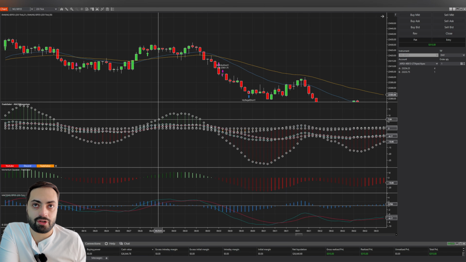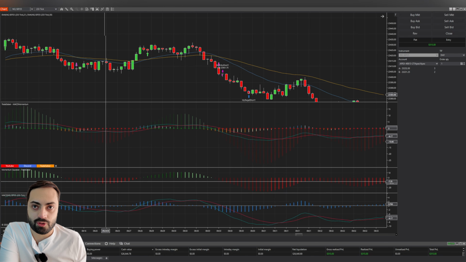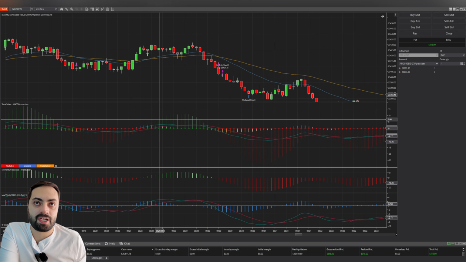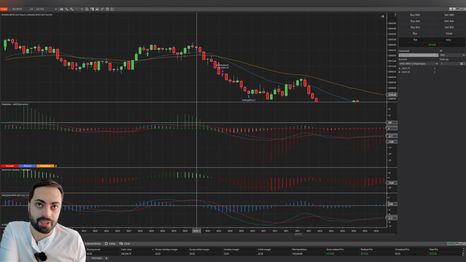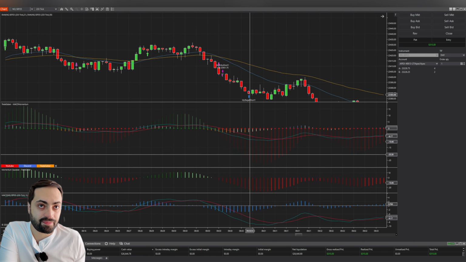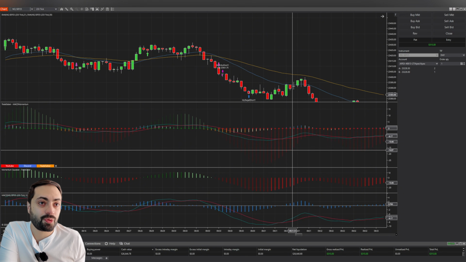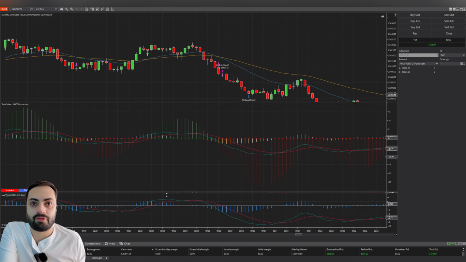So this red and green histogram that you see here, that's the same as your momentum squeeze indicator. So as it's going up, it's going to be dark. Once it starts trending down, it's going to be light. Same thing if you're going short. As it's going down, it's going to be dark. As it's going back up, the move is weakening, it's going to be a lighter red. So we can get rid of that one.